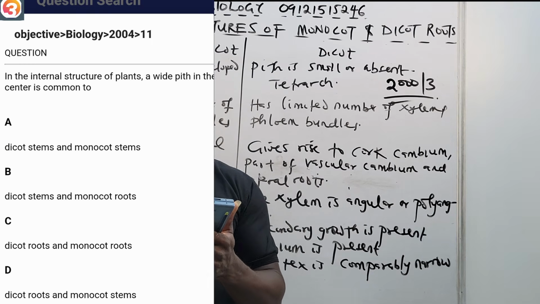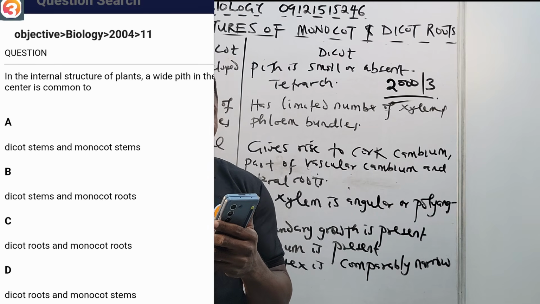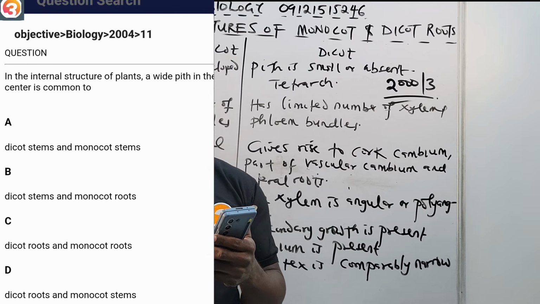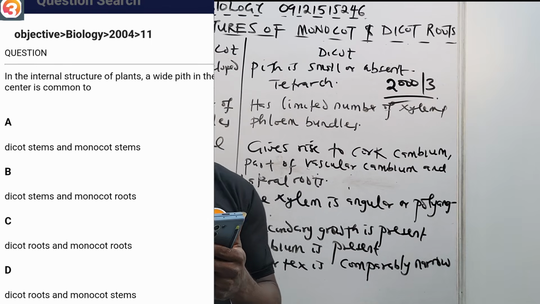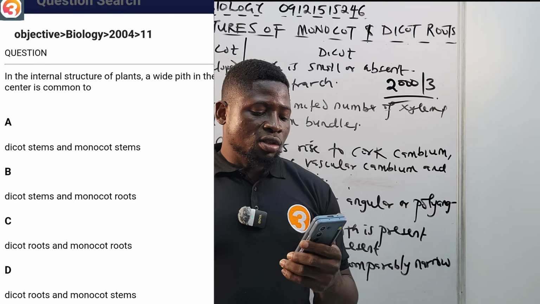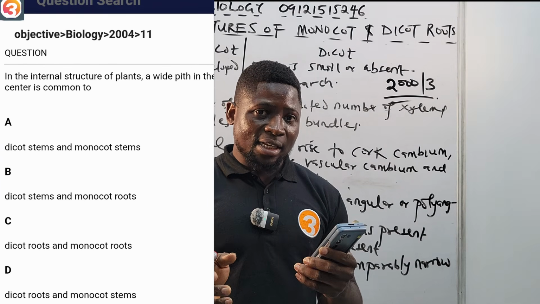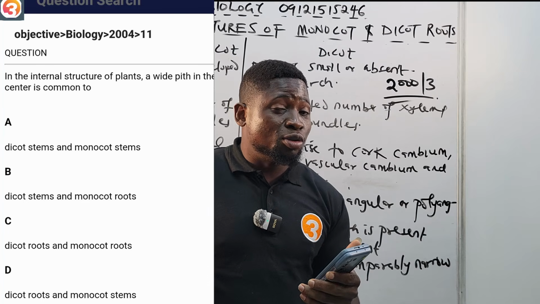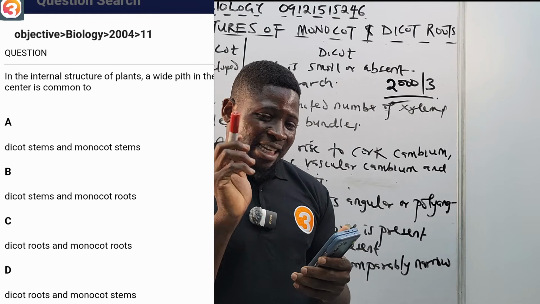Next question: 2004, number 11. In the internal structure of plants, a wide pith in the center is common to, let's say, dicot stems and monocot stems. We have not talked about dicot stem; we'll talk about dicot and monocot stem in the next class. One of them also has a wide pith for the stem, but for the root, you know the one that has a wide pith. I will not answer this question also.